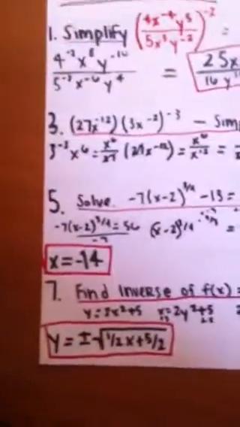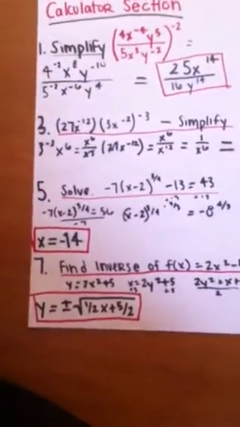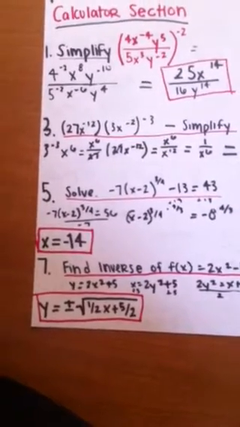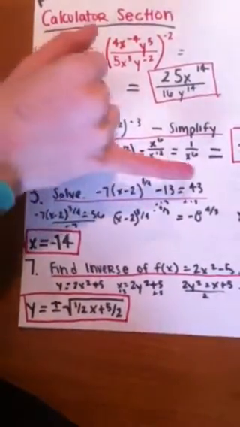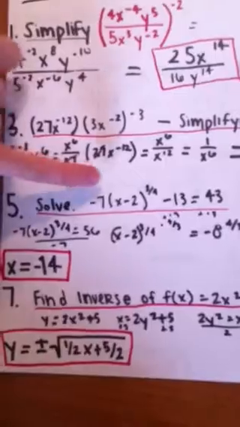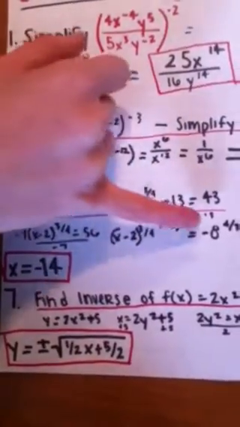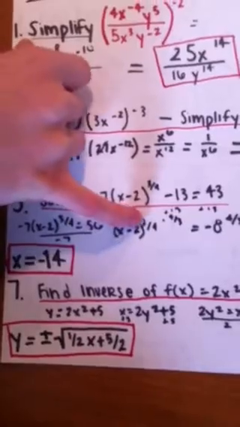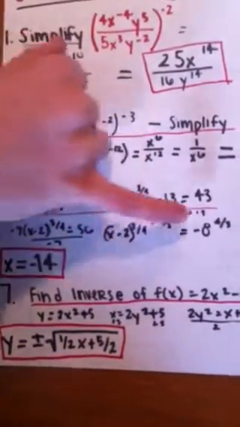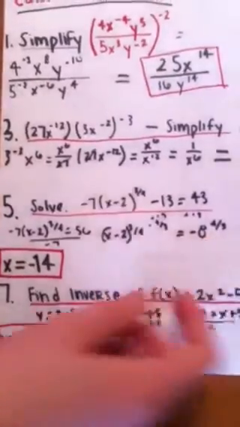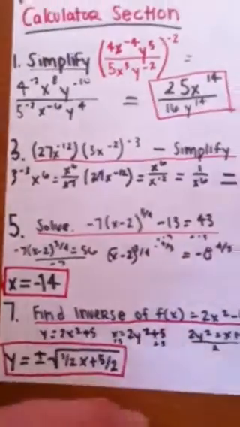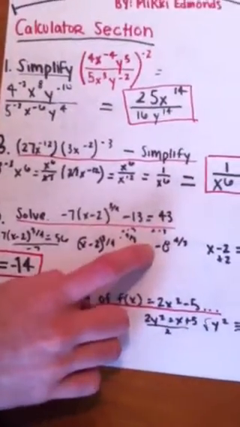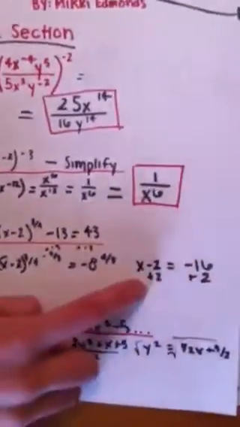Next is number 5, and during the problem I accidentally forgot to carry a negative sign through, so I just got the wrong answer at the end when I added. But you have to first add 13 to each side to get 56, then divide by -7 to get -8, and then you have to multiply by 4/3 to get rid of the 3/4 on both sides, so you have the cubed root of 8 to the 4th, which is equal to 16. But I forgot to keep it negative, so it'd be -16, and then you have to add 2 to each side, and you get x is equal to -14.